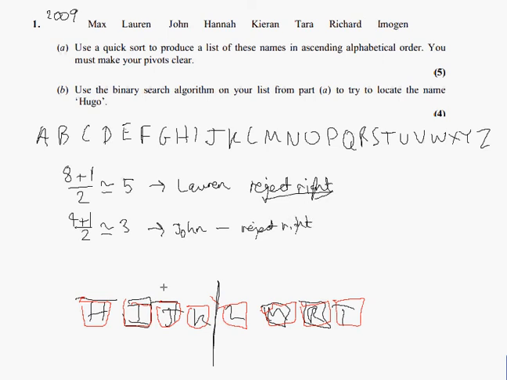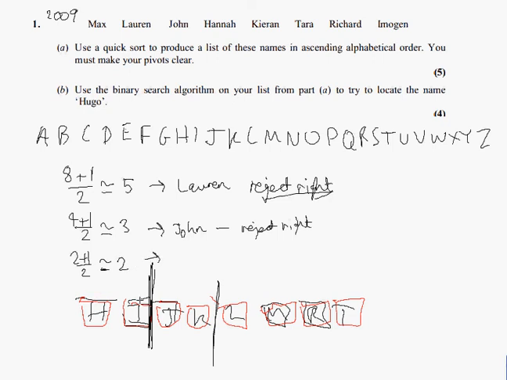I know that some of you find this very frustrating because you can see if it's there or not, but that's the way we go. So we've rejected everything to the right of John. We've got 2 items left. 2 plus 1, that's 3. Divide by 2, that's 1.5, which rounds up to 2. So we look at the second item.